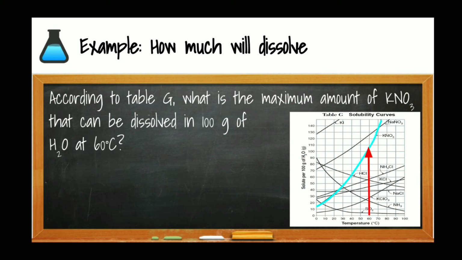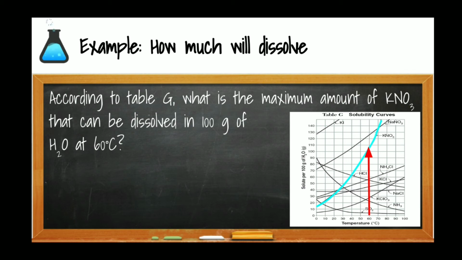Now, another thing that we see in the question is dissolved in 100 grams of water. But if you look at the y-axis, that is the label for the y-axis. So every time we see 100 grams of water, we just know that's reassuring. Just use this chart exactly as is.